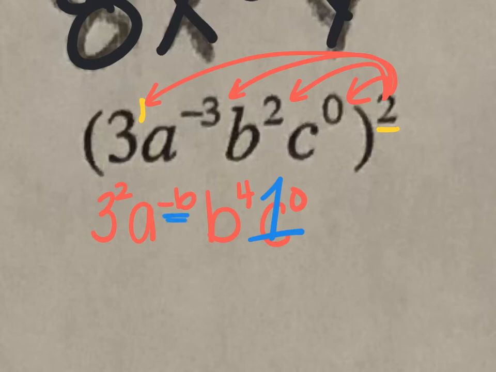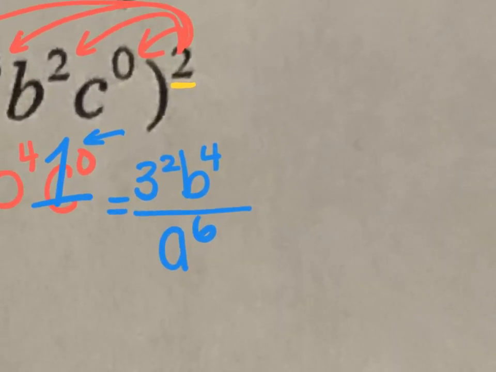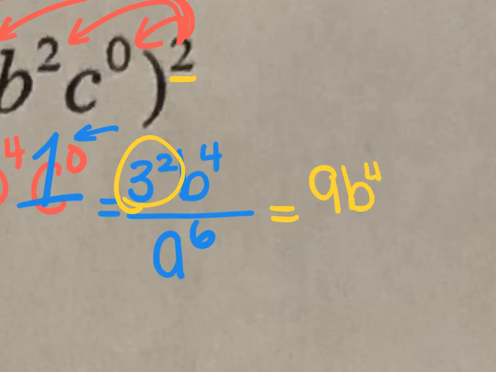Notice we have this negative exponent. So that's going to drop my a to the negative 6 to the bottom. So it's going to look like 3 squared, b to the 4th. You do not have to write that 1, so that just kind of disappears. And my a to the negative 6 goes to the bottom, becoming a to the positive 6th. You could, if you wanted to, simplify that 3 squared, giving you 9b to the 4th over a to the 6th.